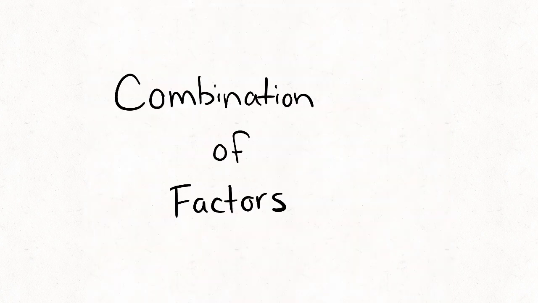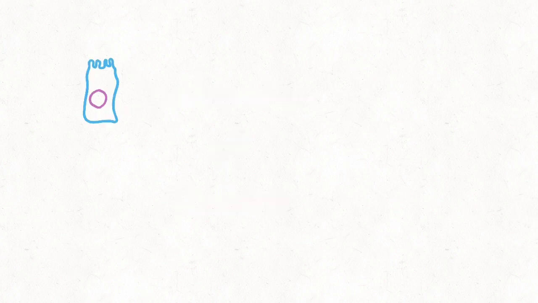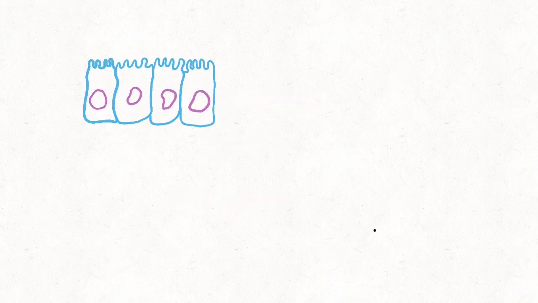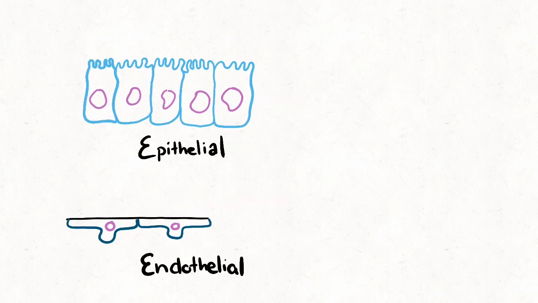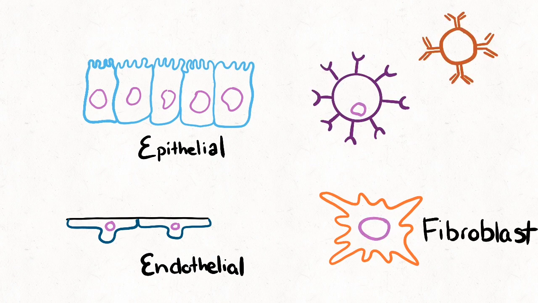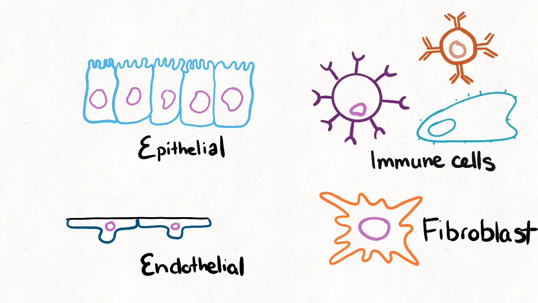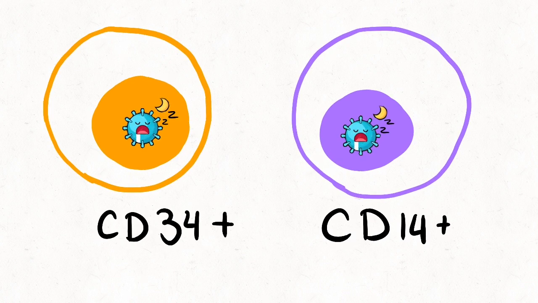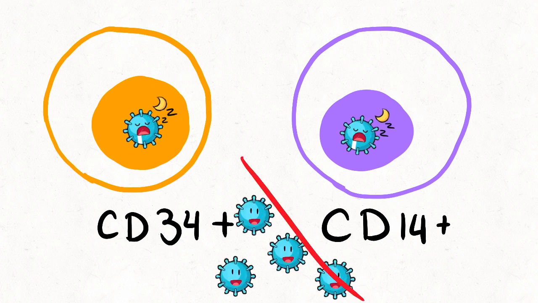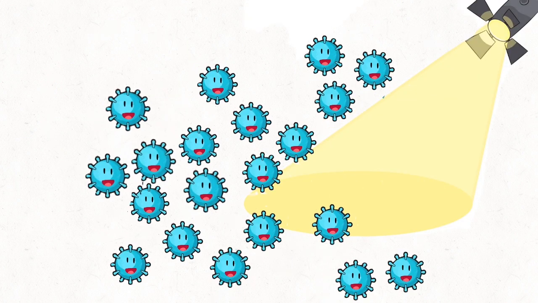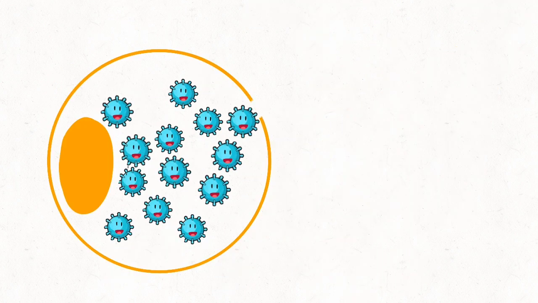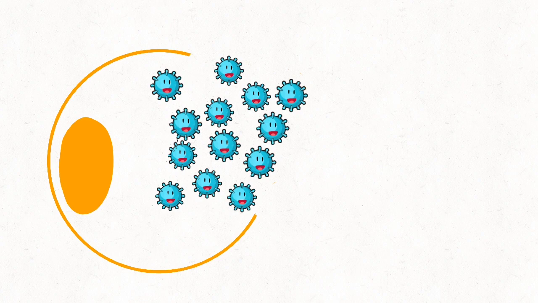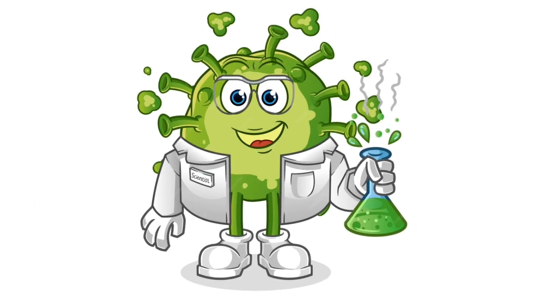So it's actually a combination of factors. HCMV can infect many different types of cells, such as epithelial cells, endothelial cells, fibroblasts, and immune cells. Once someone is infected, the virus can remain latent in certain cell types, such as CD34+, as well as CD14+, meaning that it's present within the human immune cells, but not actively replicating. This ability to go dormant helps the virus evade the immune system and reactivate later when the immune system is compromised. So it's a master at evading the body's defense system.